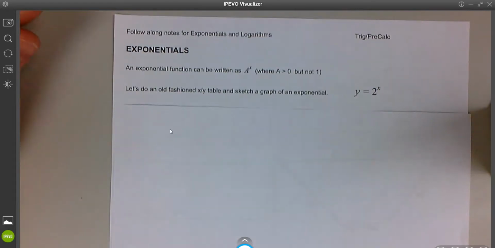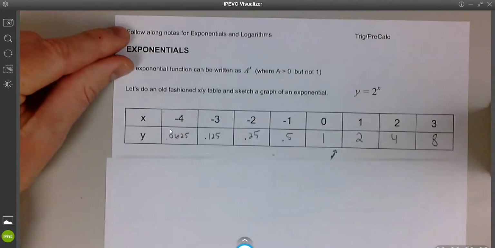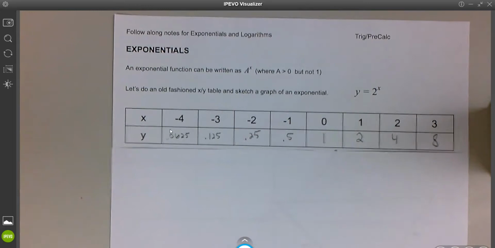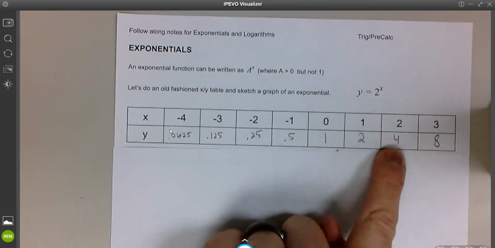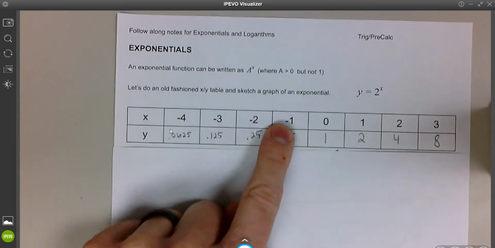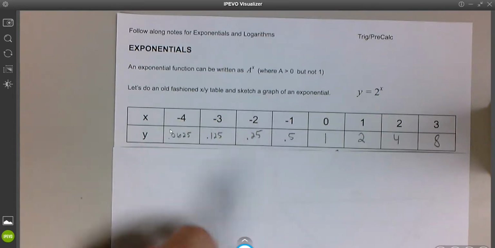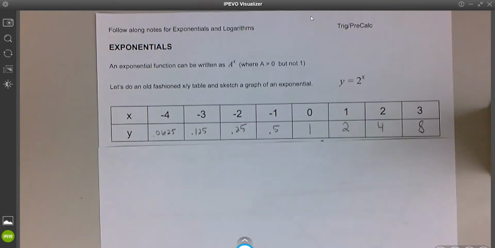So how we normally would start this is just make an x-y chart, make a little table. We fill it out. I'm raising 2 to the 0 power, 2 to the first power, 2 to the second power. Going the other way, 2 to the negative first would flip it upside down. It would be 1 over 2 to the first, 1 over 2 to the second. You get the idea. I jammed it in my calculator, no big deal. And then I'm going to sketch a little graph.